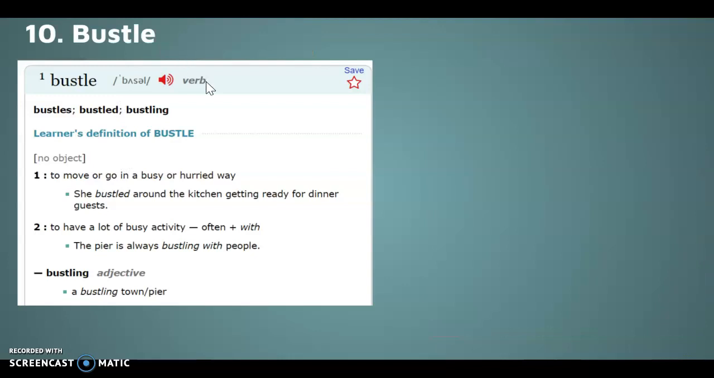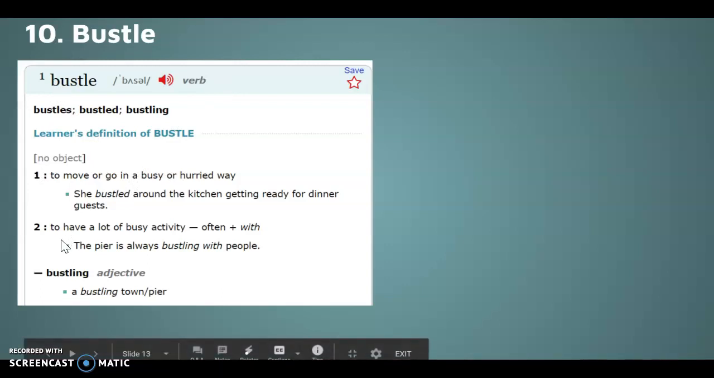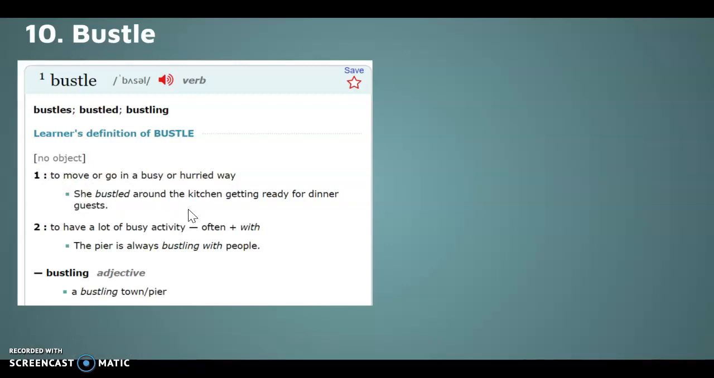And then bustle. So we see here that bustle is a verb. And so far we have this one main definition that has two definitions under it. So for the verb, it means to move or go in a busy, hurried way. So she bustled around the kitchen getting ready for dinner. She's busy, she's hurried, she's moving all over the place.